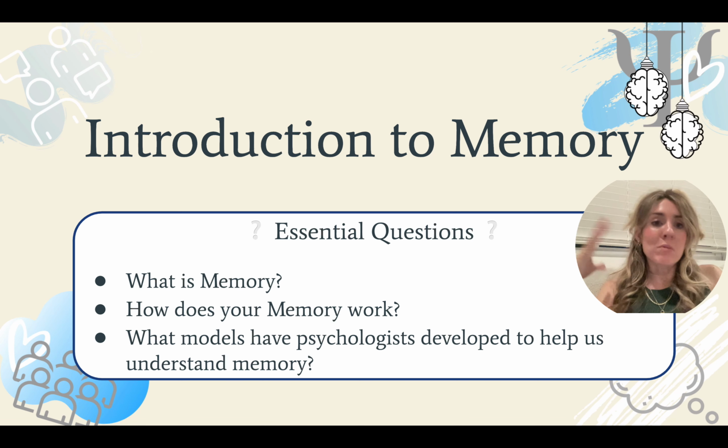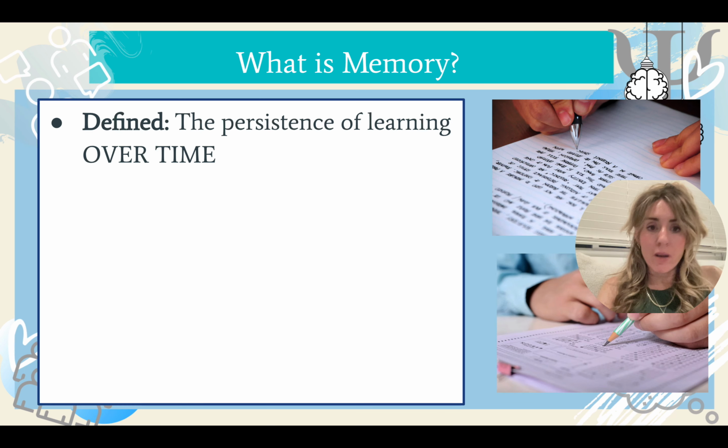Today, we're going to go over some of the basics of memory and we're going to focus on these essential questions. So, what is memory? How does it work? And what models have psychologists developed to help us understand? So, what is memory? Memory is defined as the persistence of learning over time, right? So, this could be a few seconds, it could be a few minutes, it could be hours, days, weeks, years, right? But it has to be over time.